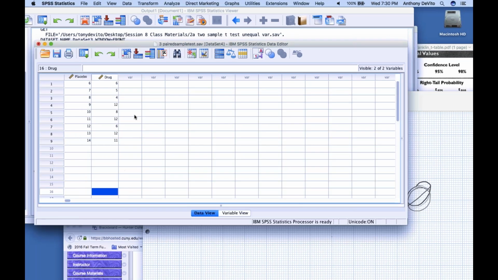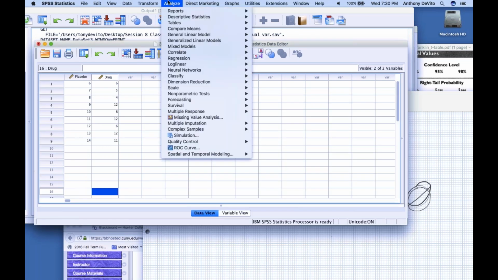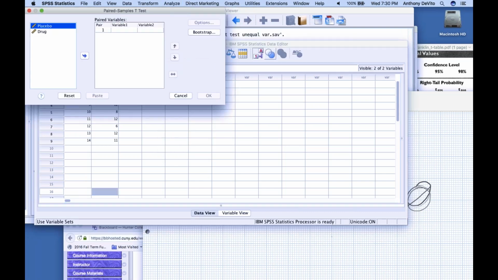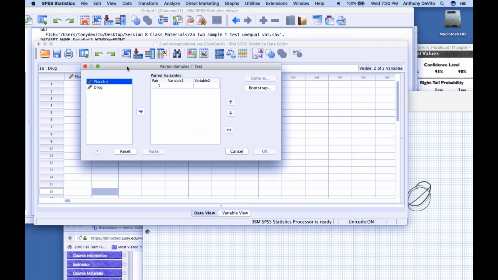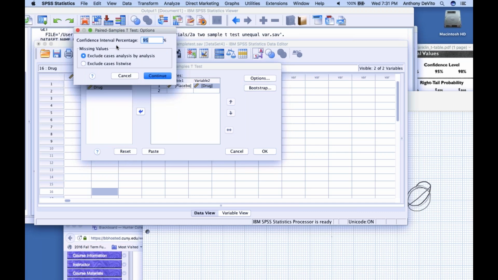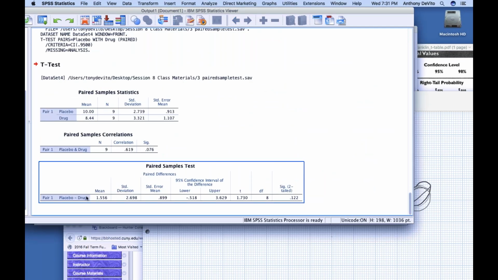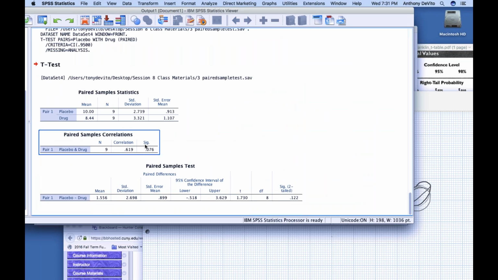So anyway, let me calculate this now. I'm going to go up to Analyze, and compare means again, except this time I'm going to go to Paired Samples t-test. Now SPSS wants me to show it the pairs of variables. So the pairs are placebo and the matching person right next to them in the column called drugs. I'll make sure this is 95% again, and I'll say OK. Notice it's down to 1 line again because there's only 1 sample, so there's only 1 standard deviation or variance. We don't have to worry about equal or unequal. So let's see what we get.